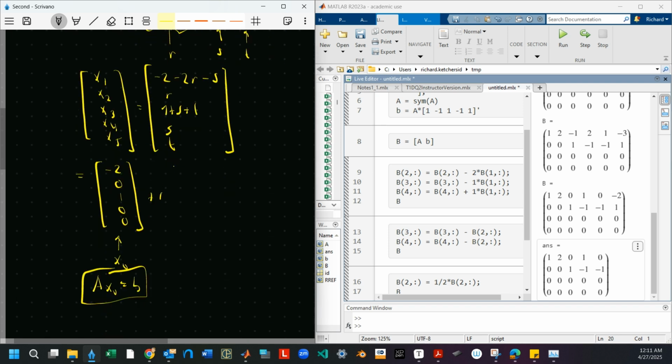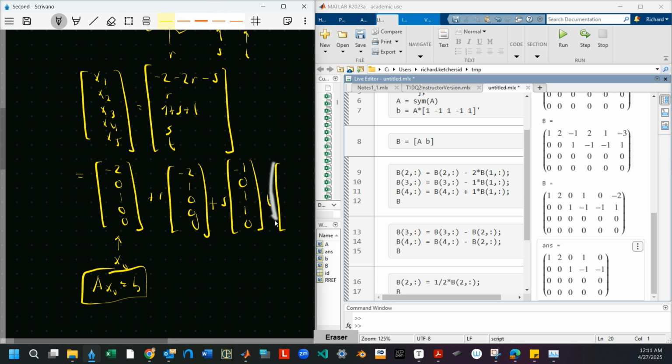So this would be R times, and I have -2, 1, 0, 0, 0. I think I had all this part right. Plus S times -1, 0, 1, 1, 0. And oops, I need a plus. Yeah, okay, plus T times 0, 0, 1, 0, 1, right? That's what that one's going to be.